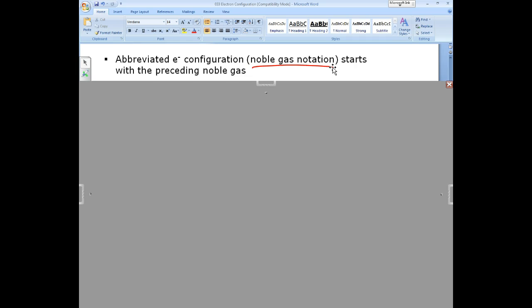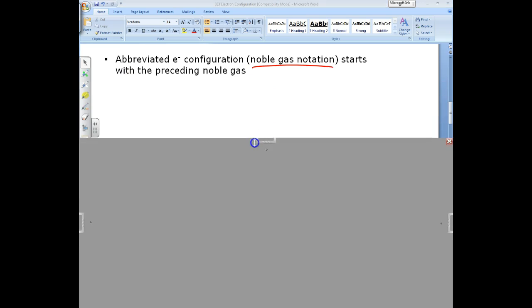So what I mean by preceding: if we're going to write an electron configuration this way for sulfur, we look at the periodic table and we want them in numeric order according to the blue number, the atomic number at the top. So numerically, the noble gas out of group 18 that comes before sulfur. Sulfur is number 16, so the preceding noble gas is neon, and that's what we would start with.